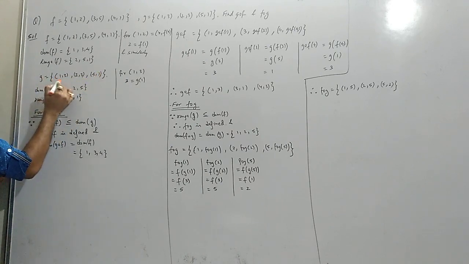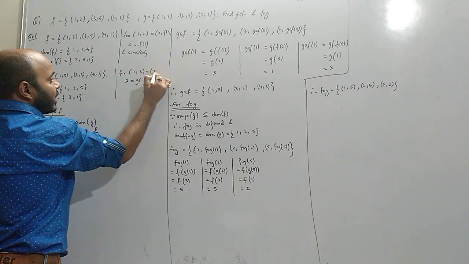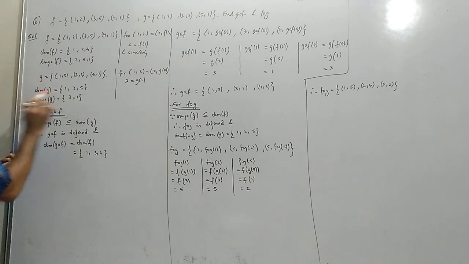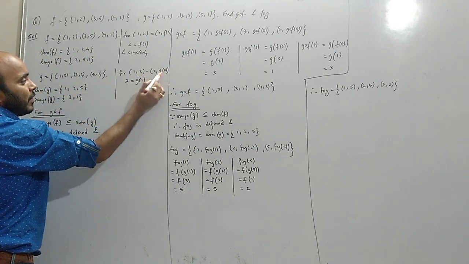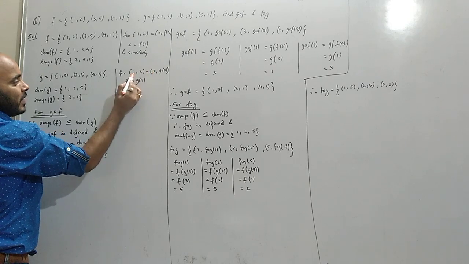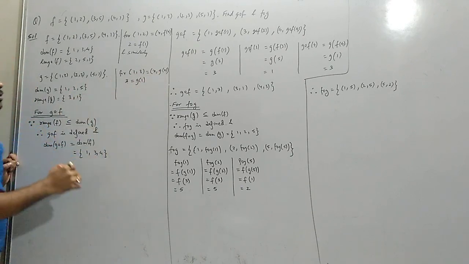Now how to see this ordered pair? 1, 3. Now this is equal to x, g of x. Why g of x? Because the function is g. So first is x, then this is g of x. So 3 is what? g of 1. Here we have 1, in the place of x we have 1. So g of 1 is this. What is this? 3. So 3 is g of 1.